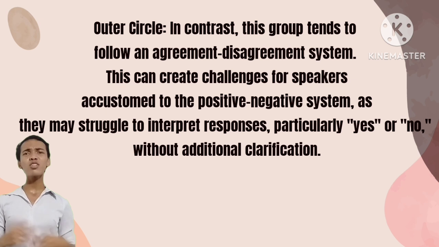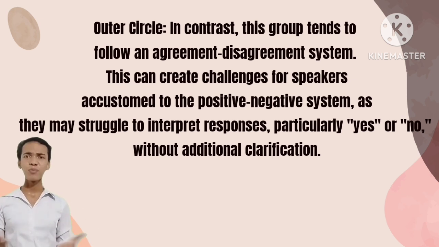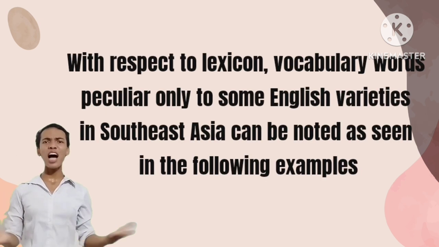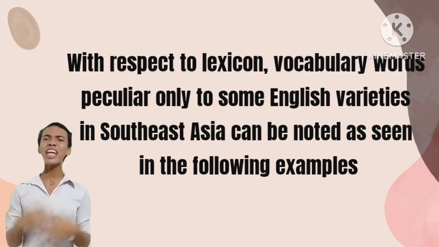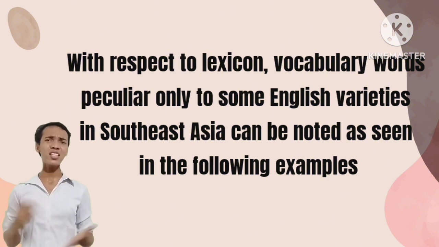While in the outer circle there are trends that follow an agreement and disagreement system. This challenges the speakers used to the positive and negative system, as they may struggle to interpret the response, particularly yes or no, without additional clarification. Those are the concepts for syntax. Moving back to lexicon or vocabulary words, particularly in the English varieties of Southeast Asia, these can be seen in the following examples.